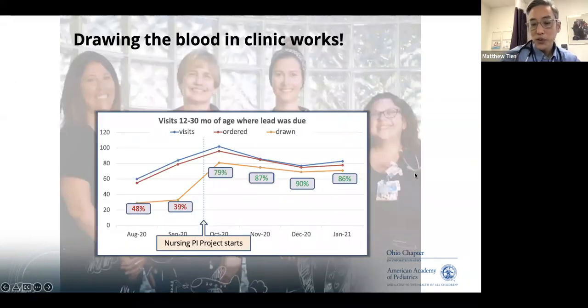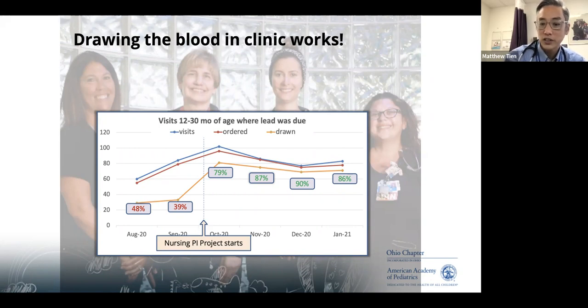So what did we do? Some of it was really basic stuff that we learned in my Ohio AAP led Q-High project, which was that drawing the blood test in the clinic is the way to go. I think we sort of knew that, but we weren't really sure we had the wherewithal to pull it off, and making it a system quality goal that our system was dedicated towards really helped.